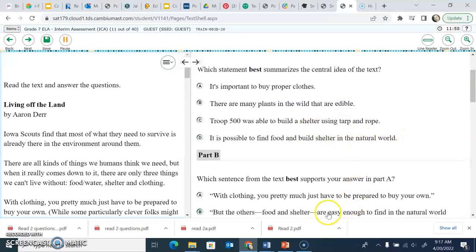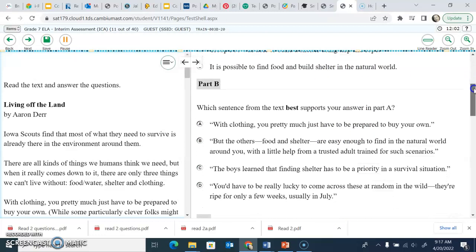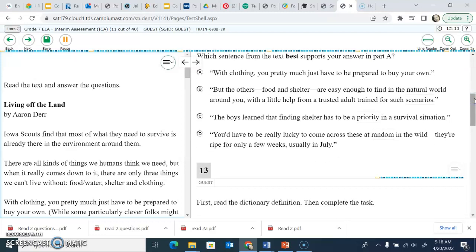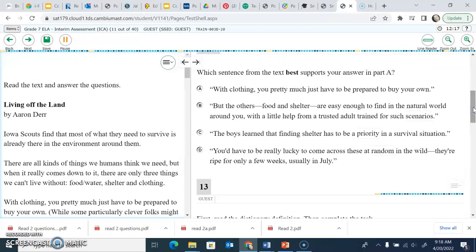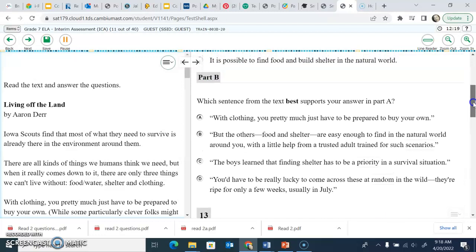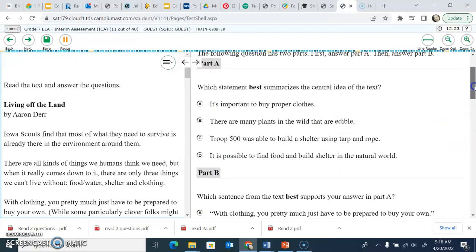So I found a supporting detail that supports one of the choices. Let me keep going on. The boys learn that finding shelter. So yeah, there we go, right? Shelter, it's not talking about food, so that can't be my right choice. You have to be really lucky to come across these in the wild. They're ripe for only a few weeks. So yeah, talking about ripe food, things like that, that was part of it. But B was the only one that really talked about food and shelter, which I thought was the answer to both.